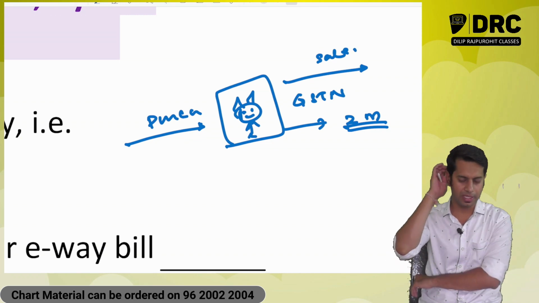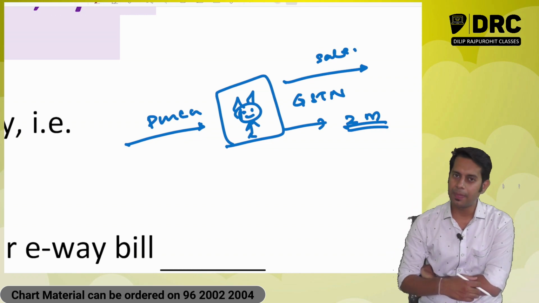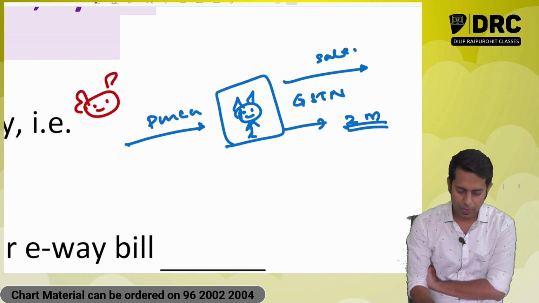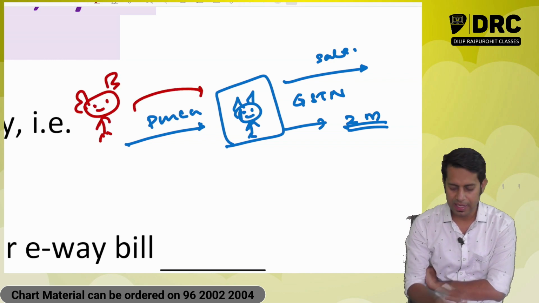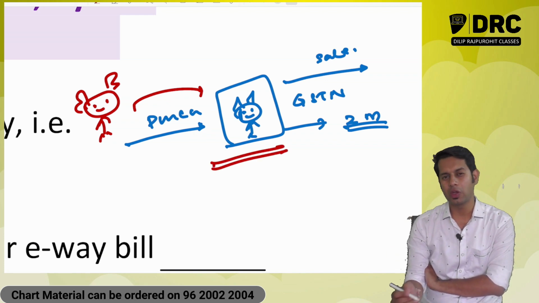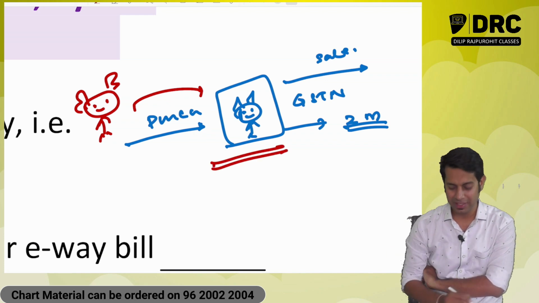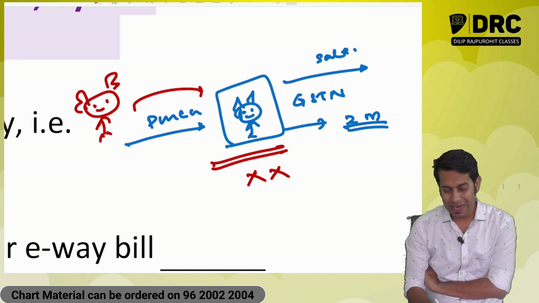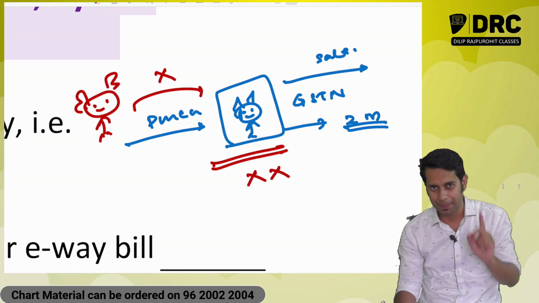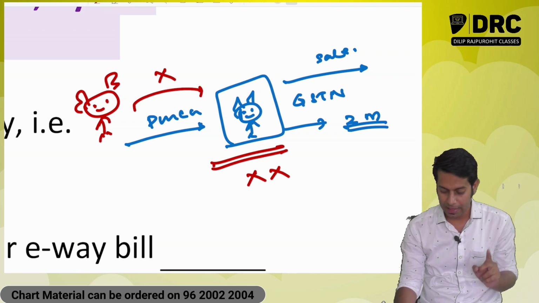Correct? So these two possibilities are there. Normally, say any person is selling the goods to me. Now, because I have not filed the returns for continuously 2 months, there is a restriction imposed on me. Any person who is supplying the goods to me cannot generate the e-way bill in my name. He cannot generate the e-way bill in my name.